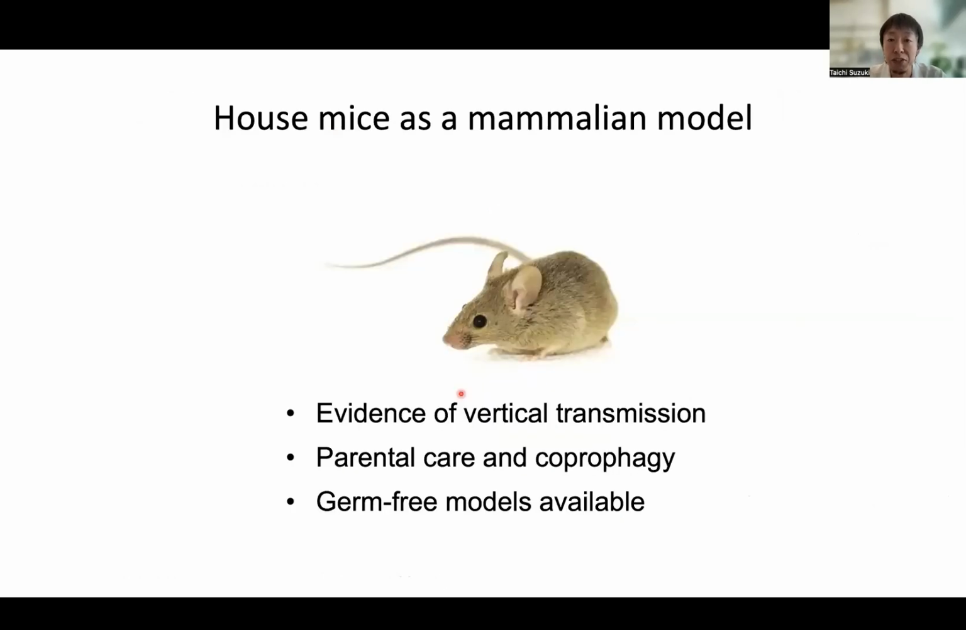House mice is a great model to do this because we know there's evidence of vertical transmission in nature and in the lab. Also, mammals evolved parental care, which facilitates the transmission of microbes from parents to offspring. They're also coprophagic, meaning that they eat feces surrounding them. And germ-free models are available to run these types of experiments. And to provide some ecological context, they show rapid local adaptation.